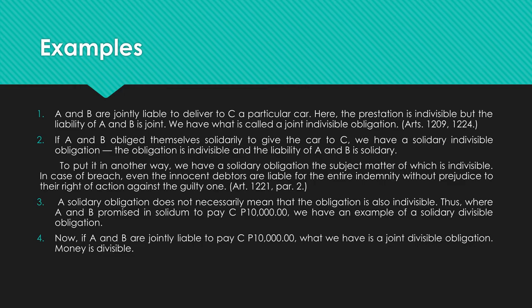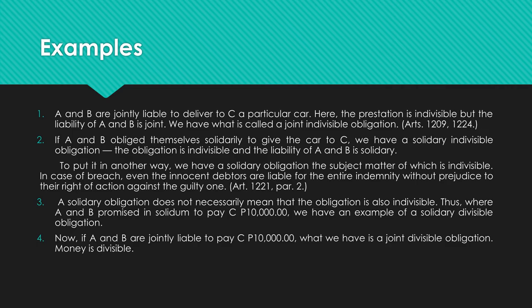So look at examples, scenarios. A and B are jointly liable to deliver to C a particular car. Here, the prestation is indivisible, but the liability of A and B is joint. Okay? We have what is called a joint indivisible obligation. If A and B oblige themselves solidarily to give a car to C, we have a solidary indivisible obligation.